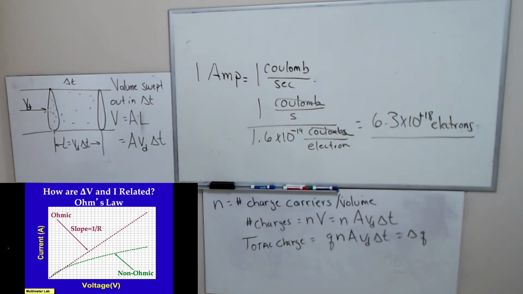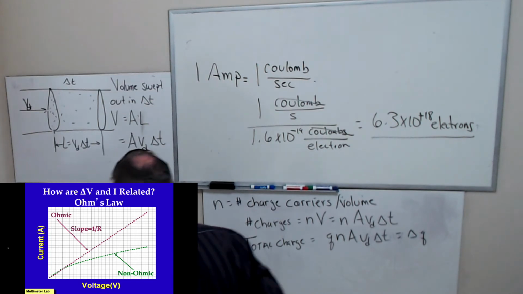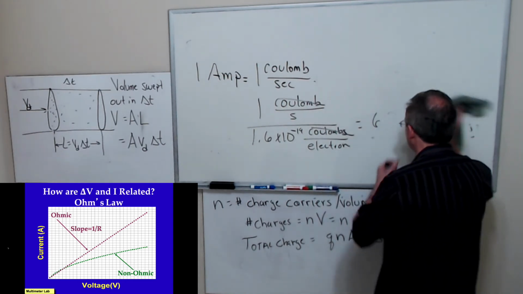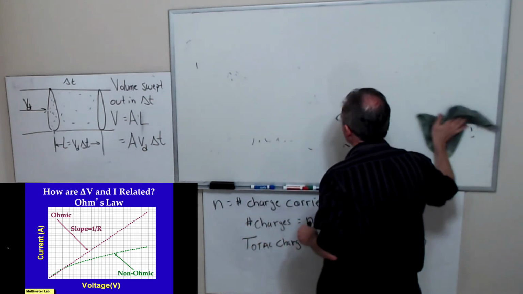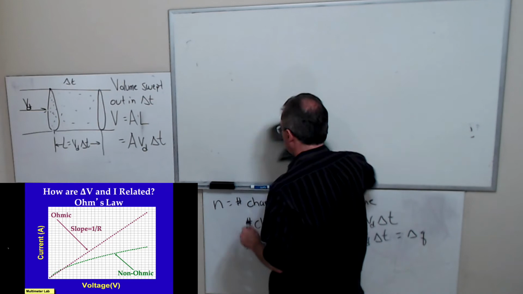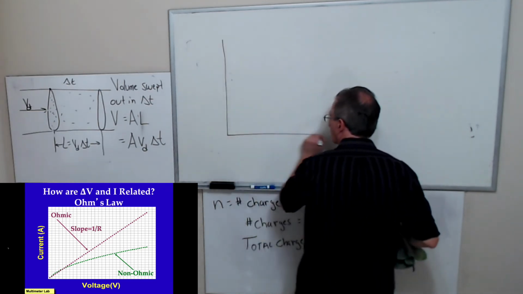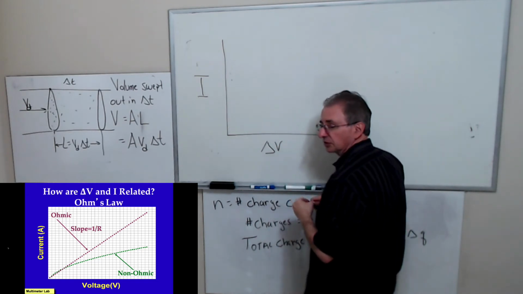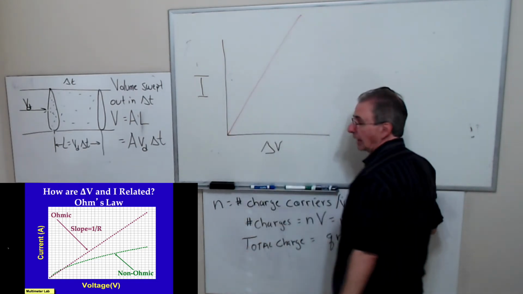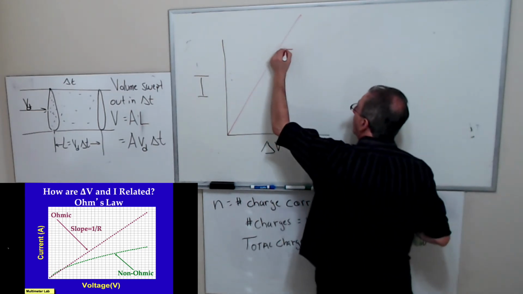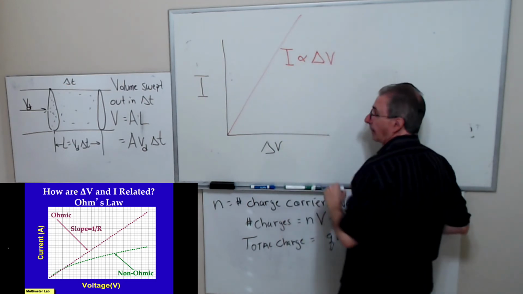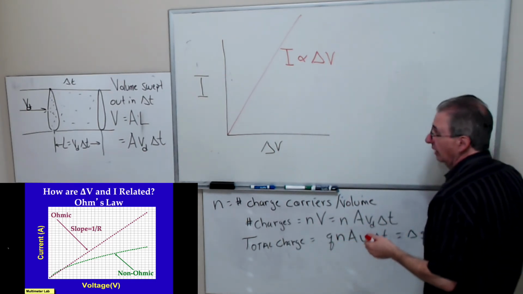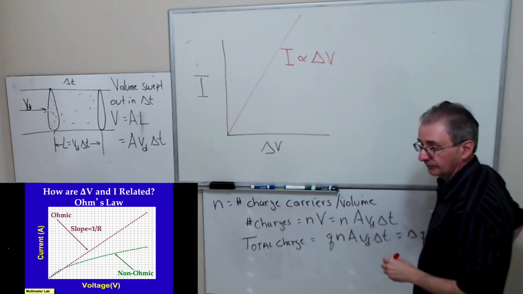So, what is the relationship between voltage and current? If you do an experiment and you measure current through a material as a function of the applied voltage, you will find that there are certain materials in which the graph is a straight line, meaning I is proportional to delta V. Not all materials have this behavior, but there are materials that have this behavior. Okay?